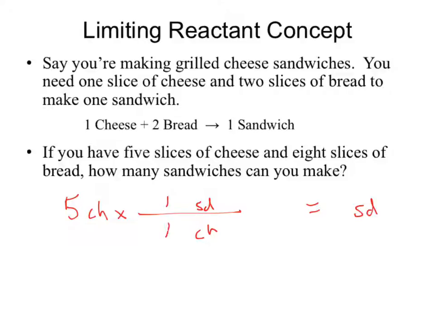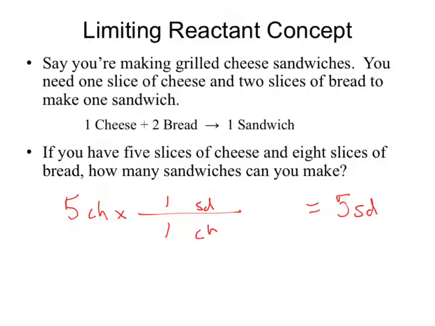One sandwich is 1 slice of cheese. Comes straight out of my balanced chemical equation. Okay, or in this case, my balanced sandwich equation. And I end up with 5 sandwiches. I heard a bunch of people shout out 4. This says 5. Why is it not 4?